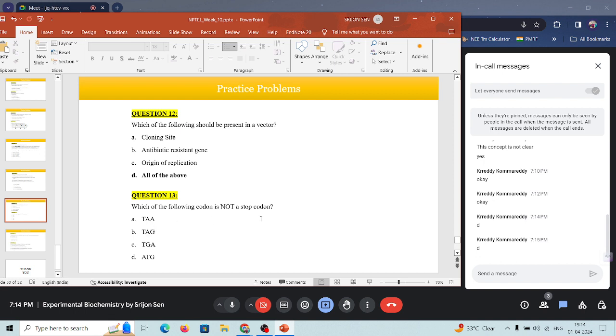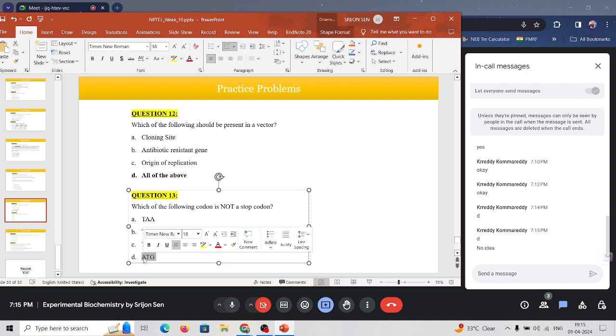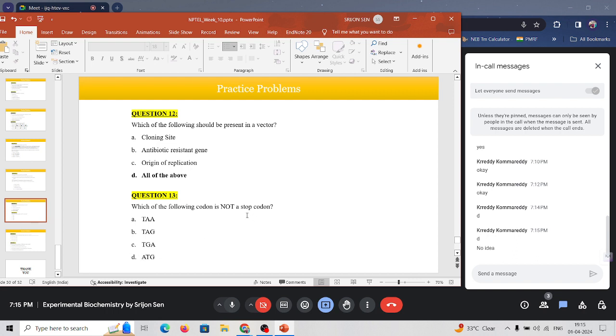Next one. Which of the following codons is not a stop codon? TAA, TAG, TGA, or ATG? So you have heard of... no idea. ATG is the start codon. It codes for methionine, and methionine is the start site of any protein synthesis. So ATG is a start codon. It's not a stop codon.